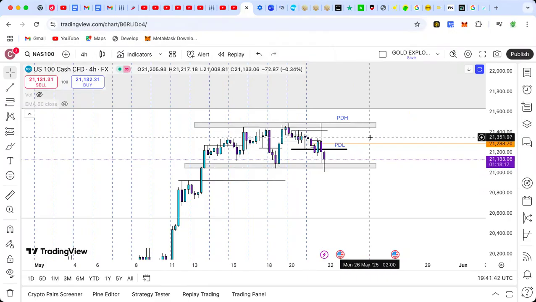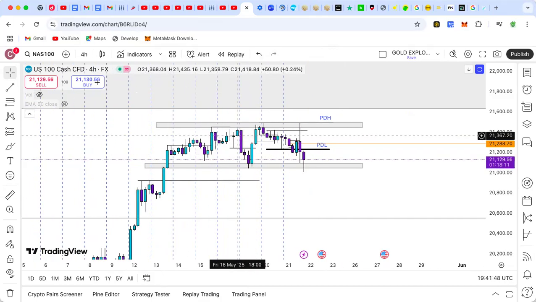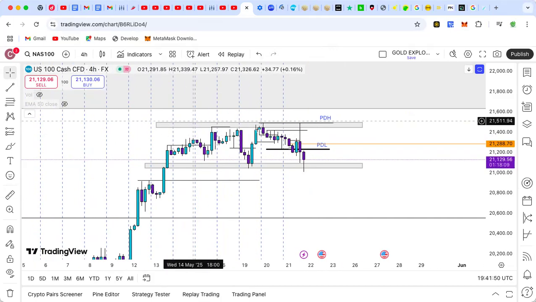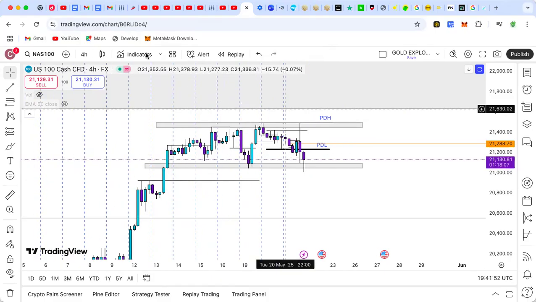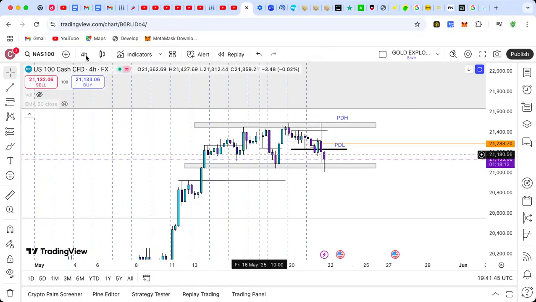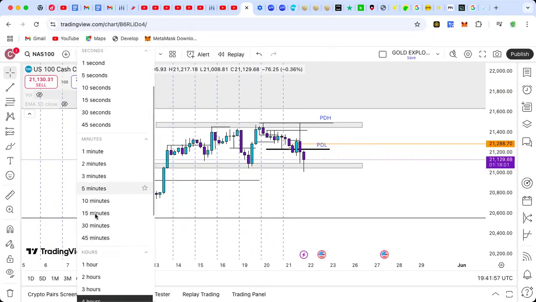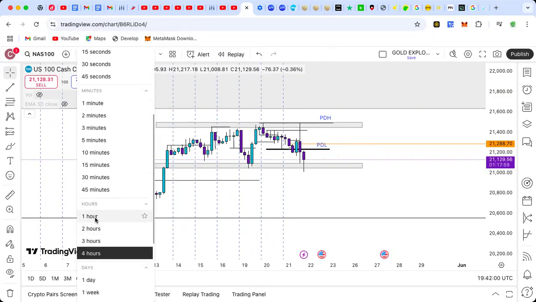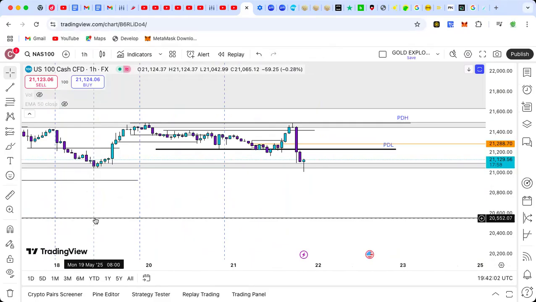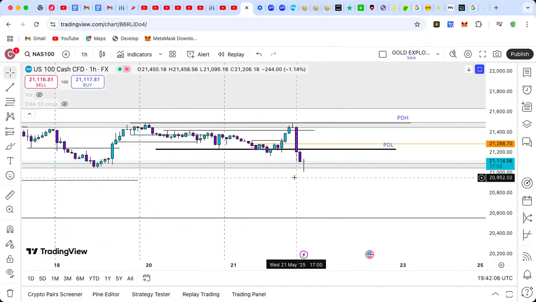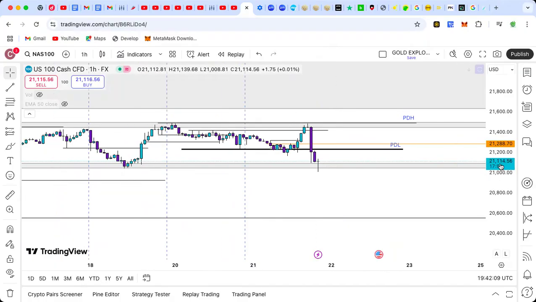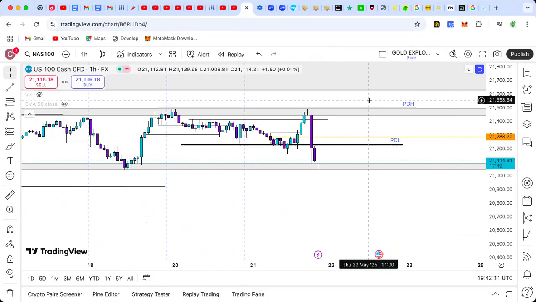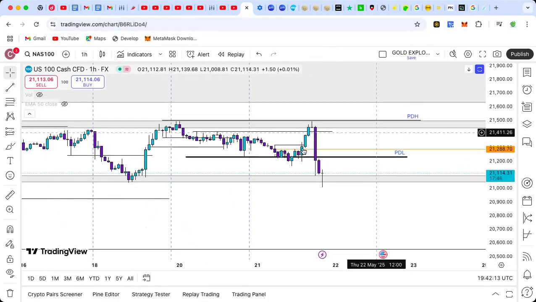Now, first thing you want to check is where is the previous day. Remember, I haven't boxed on 4 hours. I just create a range of 4 hours. As a day trader, you're working with 1 hour, 15 minutes, and of course, 5 minutes.